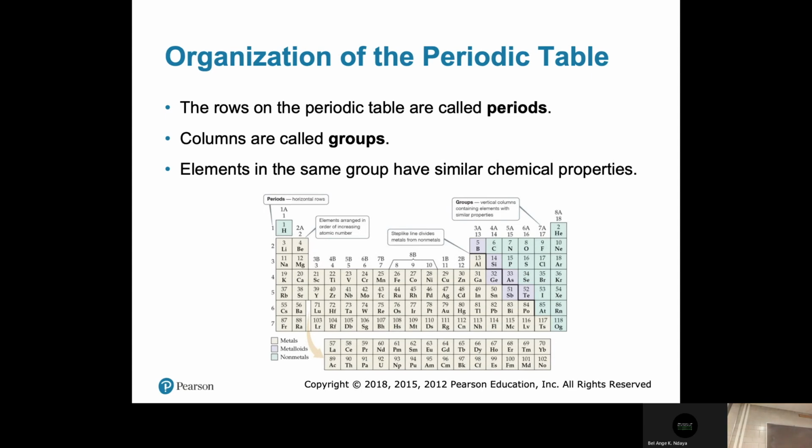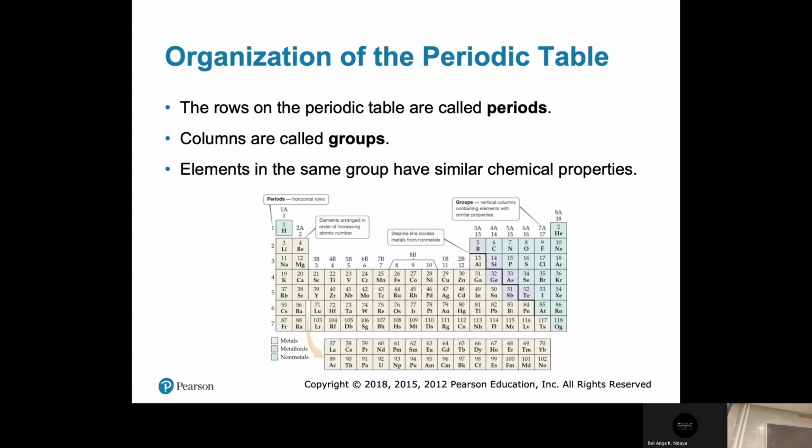The rows on the periodic table are called periods. We just said that. These are the horizontal things. The columns are called groups. You said that already. The elements of the same group have similar chemical properties. I wonder why that is. It's because they have the same number of valence electrons.